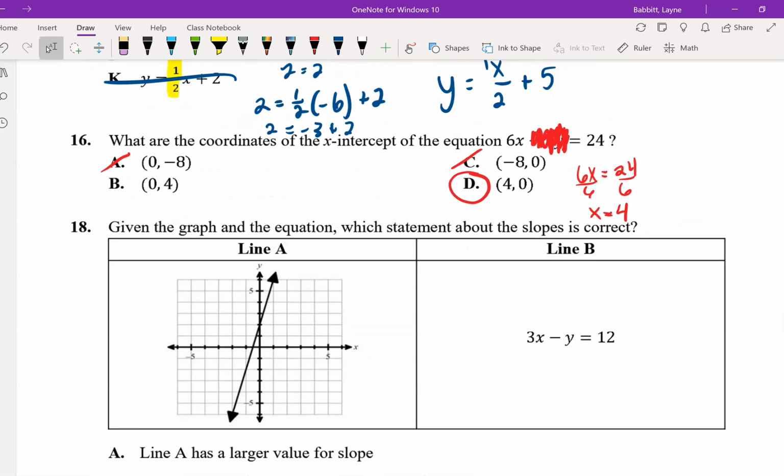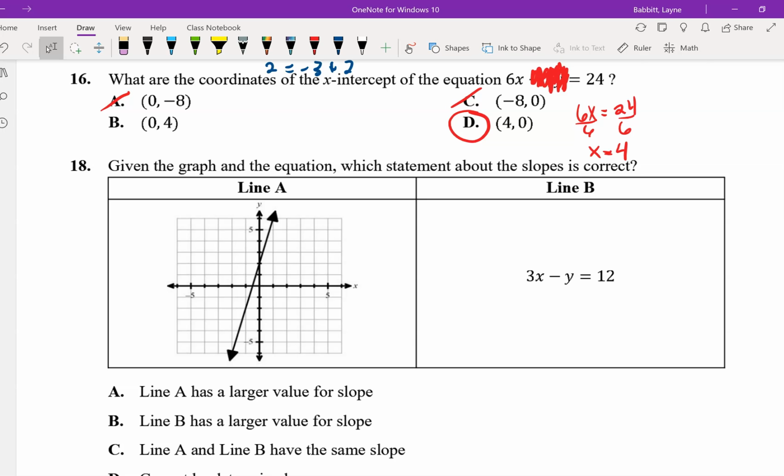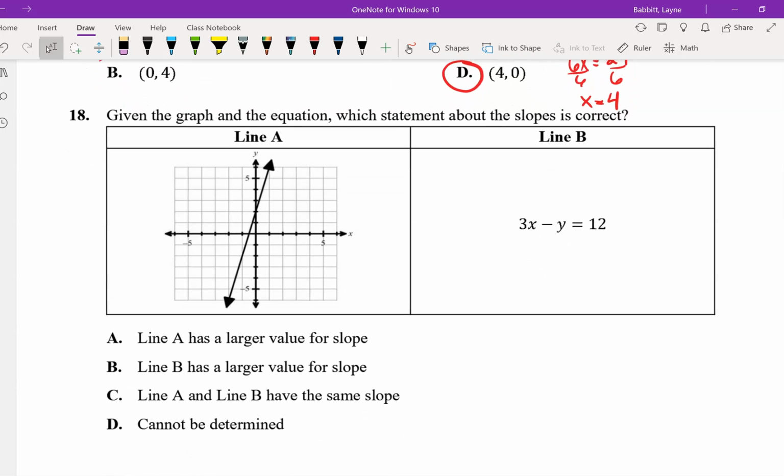Given the graph and the equation, which statement about the slope is correct? What I would do is count the slope on line A, figure out the slope on line B, and then compare. To count the slope on line A, I pick 2 nice points. This is a nice point, it's on a corner, and this is also a nice point. I start on the left and go to the right and count rise over run. Up 1, 2, 3, 4 over 1. So the slope for line A is 4.